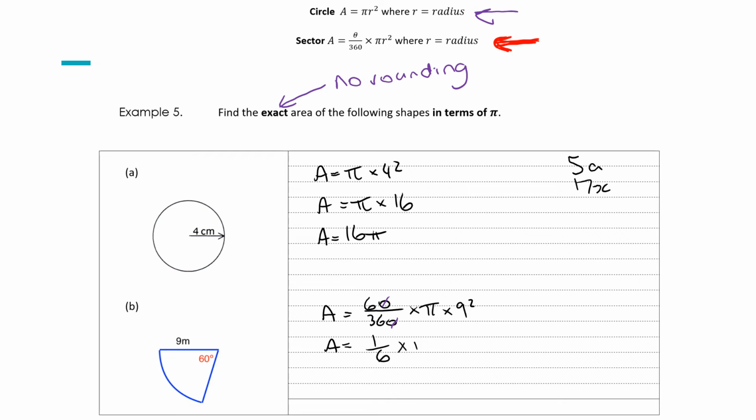1/6 times pi, and 9 squared is 81. All right, now, does that simplify nicely? What is 1/6 of 81? 13.5. So we get area equals 13.5. And I got that by multiplying a 6th times 81. And we get 13.5. And then we just write our pi on the end. And that is in exact form.